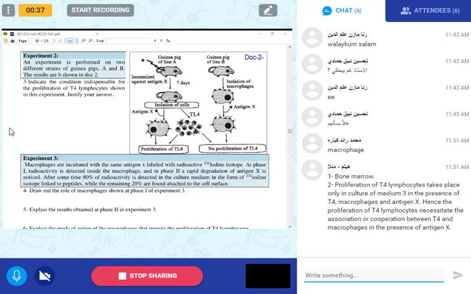In the other one, أما بالجنوا بيج 2 ما عملنا immunization بس عملنا isolation of macrophages. اعطيناها antigen X وكمان T4 وما صار عنا proliferation. Okay, no proliferation. طيب, now indicate the condition indispensable for the proliferation of T4 lymphocytes shown in this experiment. Justify your answer. Okay, so what are the conditions needed for the proliferation of T4 lymphocytes?